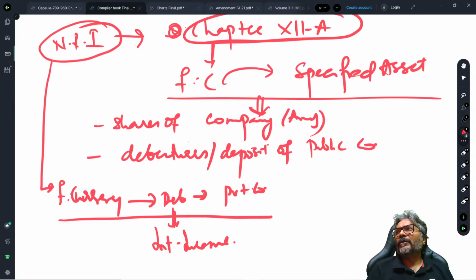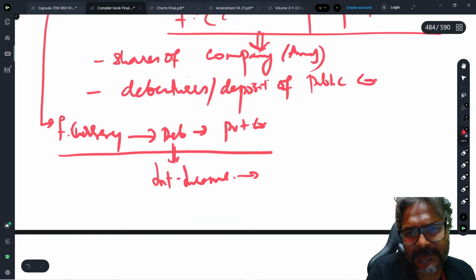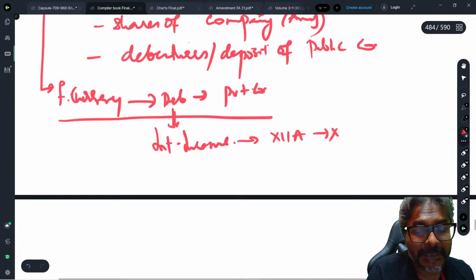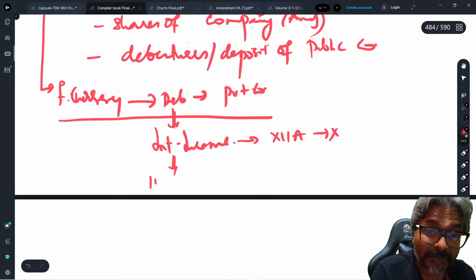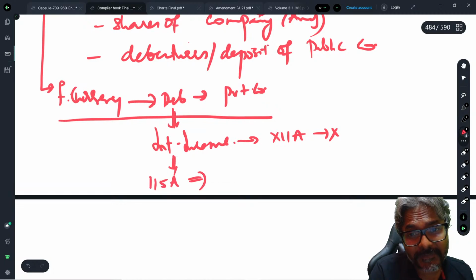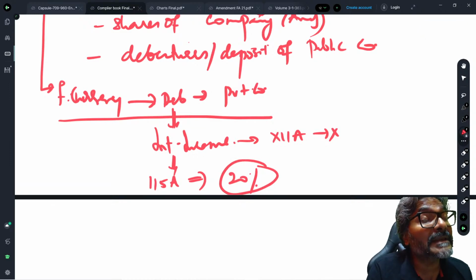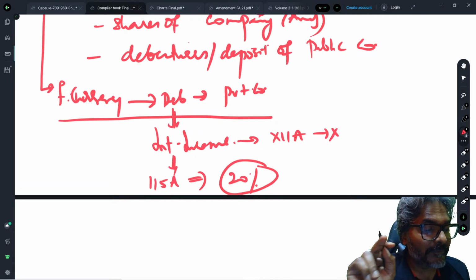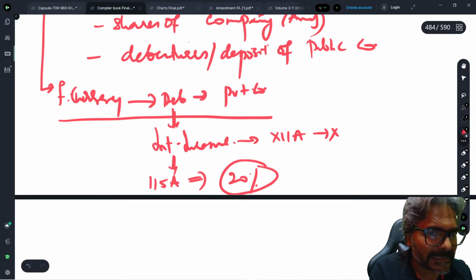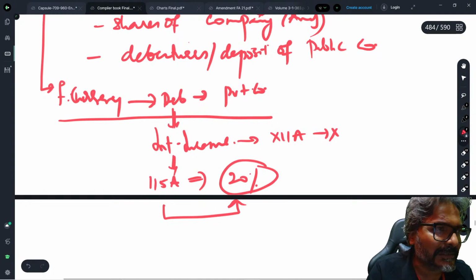So here, the interest income, will it be taxed as per chapter 12A? In this case, the answer is no. Why? Because it's a private company. This interest income will go under 115A, and in 115A also the rate is 20%. So as such, the answer will remain the same, but you will get a 0 mark if you tax this particular interest income as per chapter 12A. If you give the reference of chapter 12A, your answer is wrong. Just ensure that, as ICAI has done it in the past, you don't make the mistake in the examination.